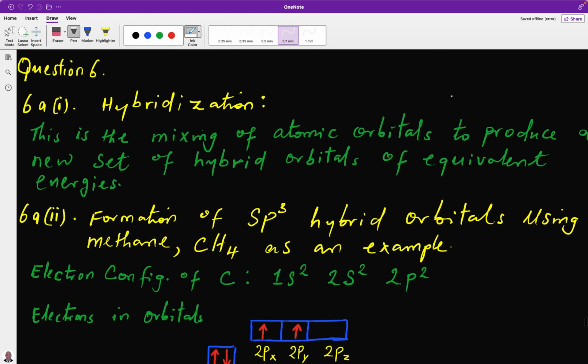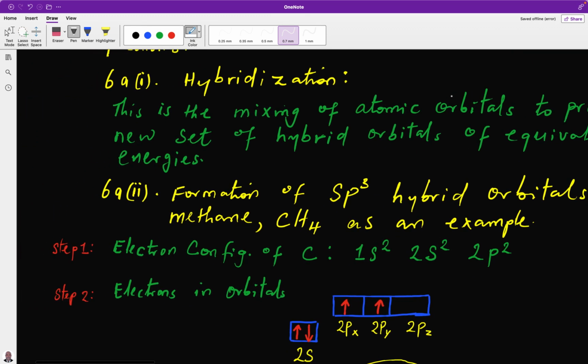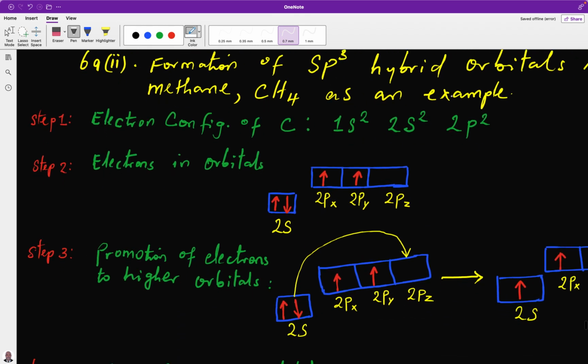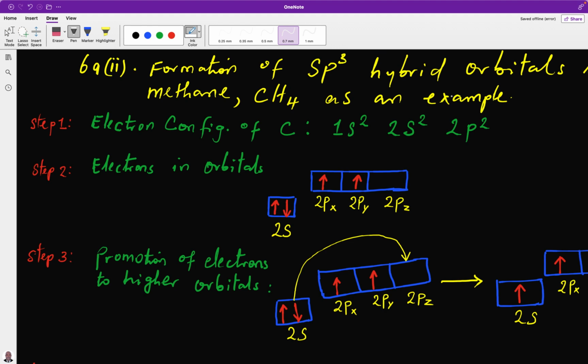The first thing is step number 1. In step number 1 for this formation, you write the electronic configuration of carbon. I'm using carbon and methane as an example of how sp3 hybrid orbitals are formed. So the first step is to write the electronic configuration of carbon. It is 1s2, 2s2, 2p2.